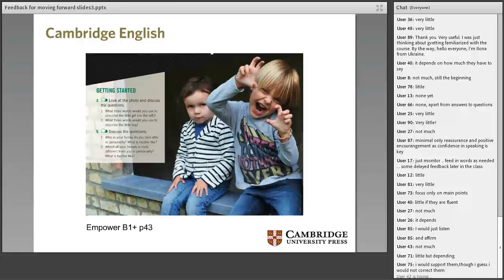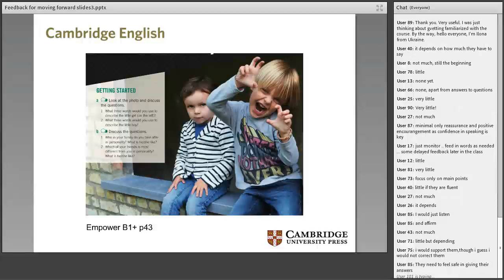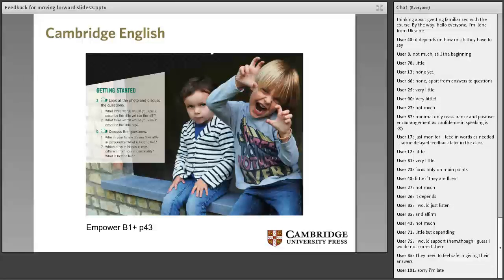Okay, so if there's a communication breakdown, as Amelia says here, she would support them but not correct them. Yes, if there's a communication breakdown, then you may need to help. So you're in a supportive role. And the other thing that the teacher needs to do is to note down any problems with the target language.